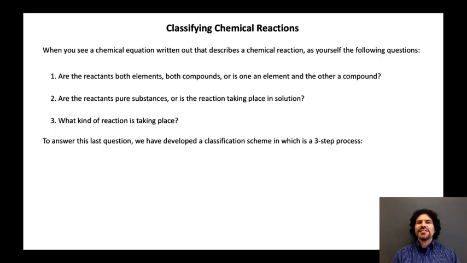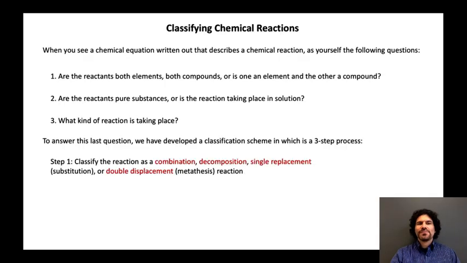To answer this last question, we have developed a classification scheme, which is actually a three-step process. The first step is to classify the reaction as being either a combination, decomposition, single replacement, also known as a substitution reaction, or a double displacement, which is sometimes referred to as a metathesis reaction. We'll see some examples on the next slide as to what the definitions of each of these four reaction types are.